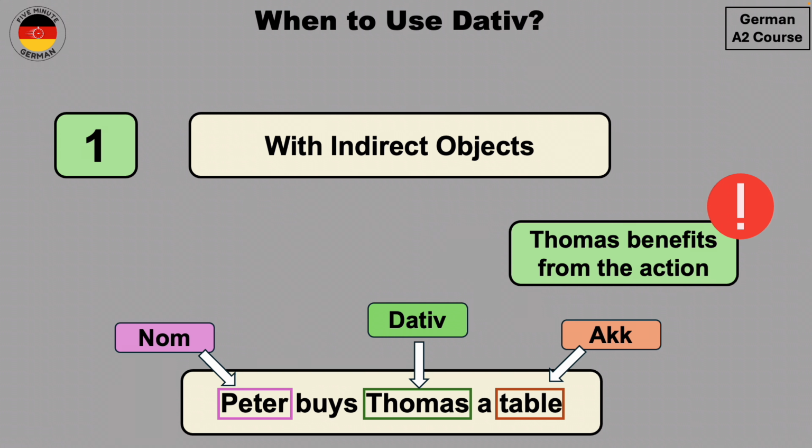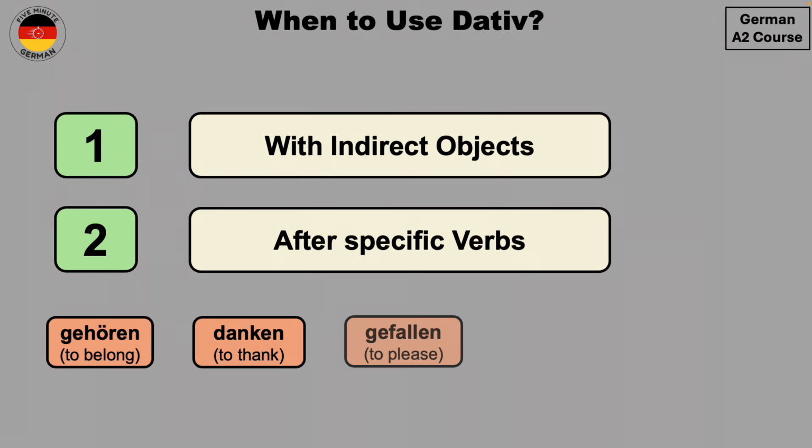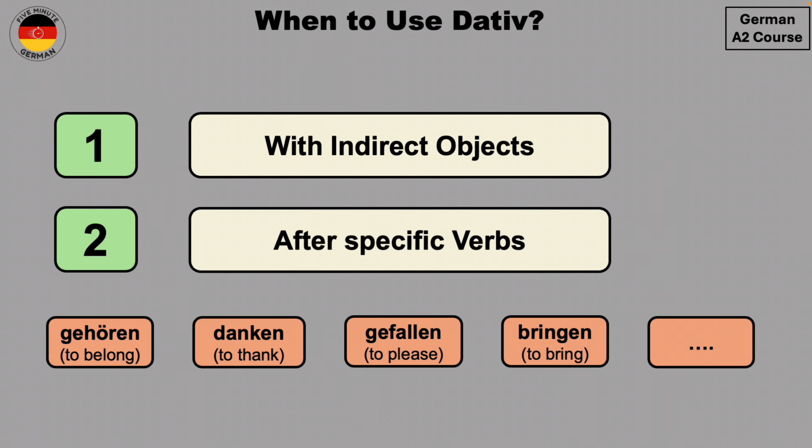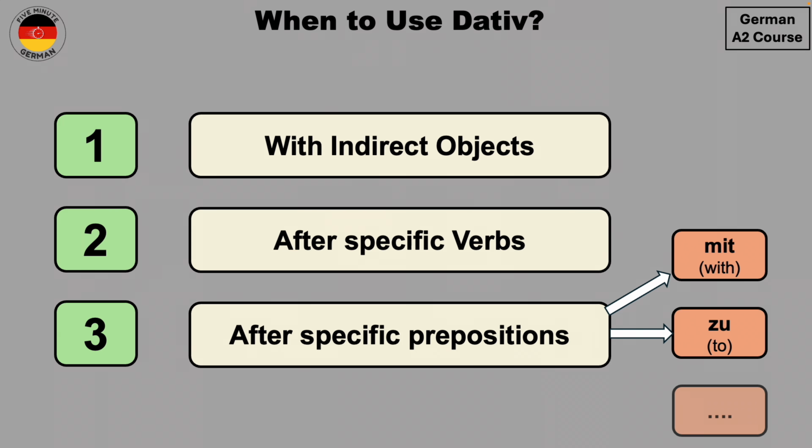So the second situation where we use the dative is with some specific verbs. Some examples of these verbs are gehören, which means to belong, danken, to thank, gefallen, which means to please, bringen, which means to bring, and so on. So with these verbs, we will use the dative form. Then the third situation where we use the dative is after specific prepositions, such as mit, which means with, zu, which means to, and so on. So there is a list of prepositions which require that you use the dative form after them. So we will see some of them in the examples later.